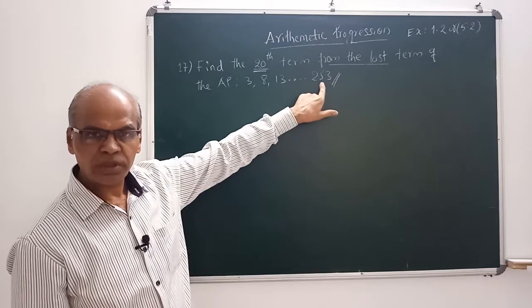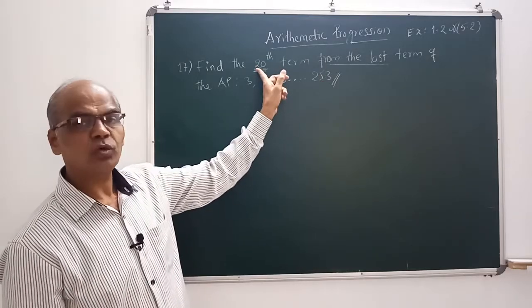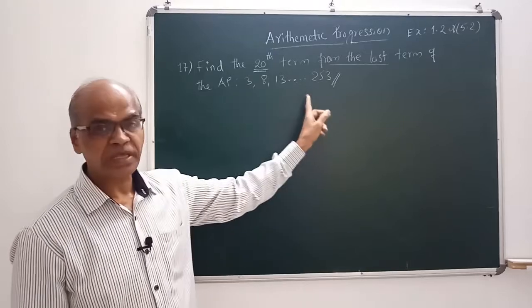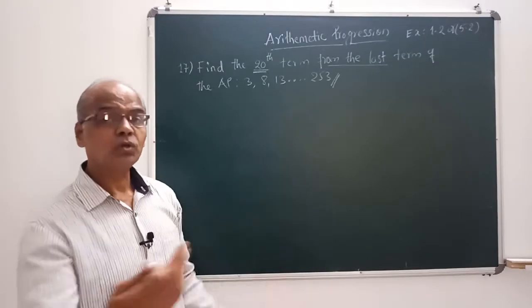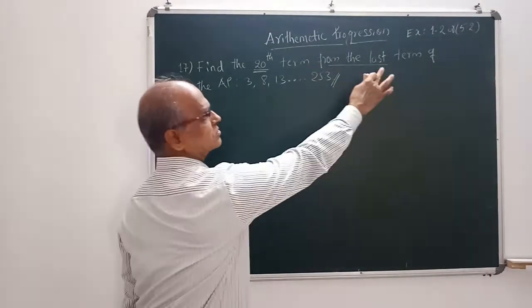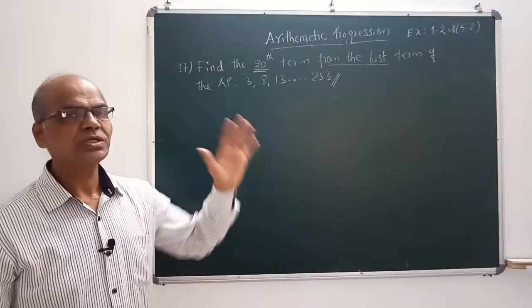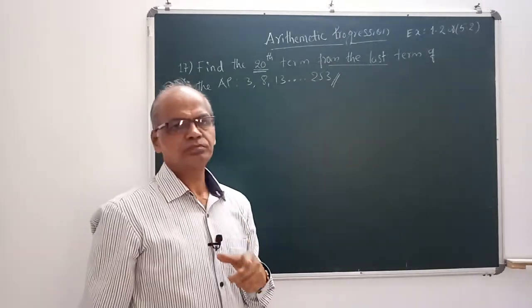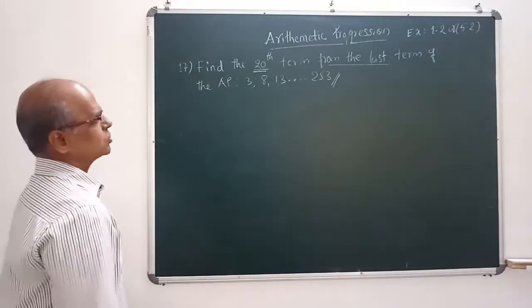The last term is 253, and this 20th term we have to find not from the left side, not from the first. You have to come from the last. Understood? So this is the question. Is the question clear to you? Hope it is clear. Right. So what is the solution?